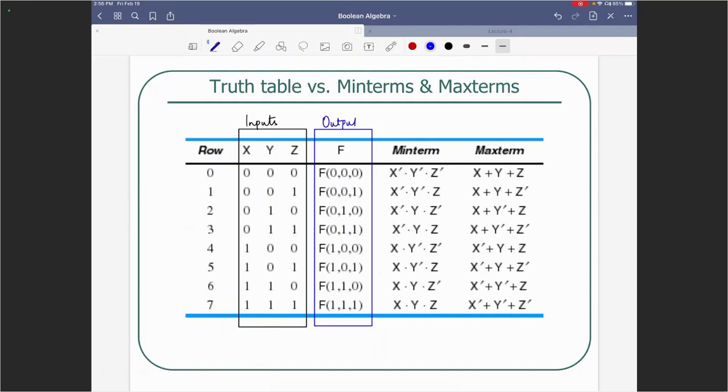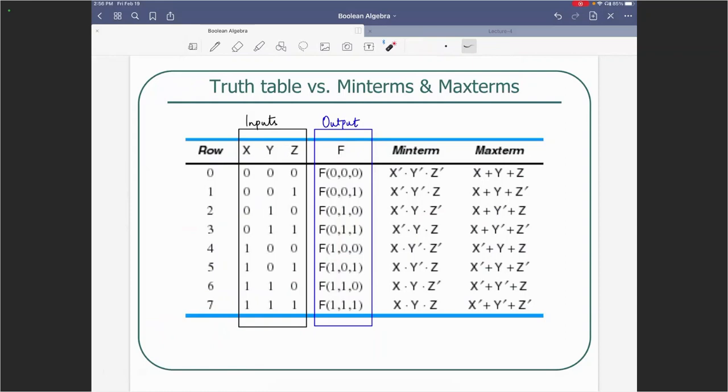Would you have more outputs in a truth table? Sure. You can have X, Y, Z as inputs, and you can have one column for F, one column for G, and one column for H. So you can have multiple outputs for a particular sequence of inputs.